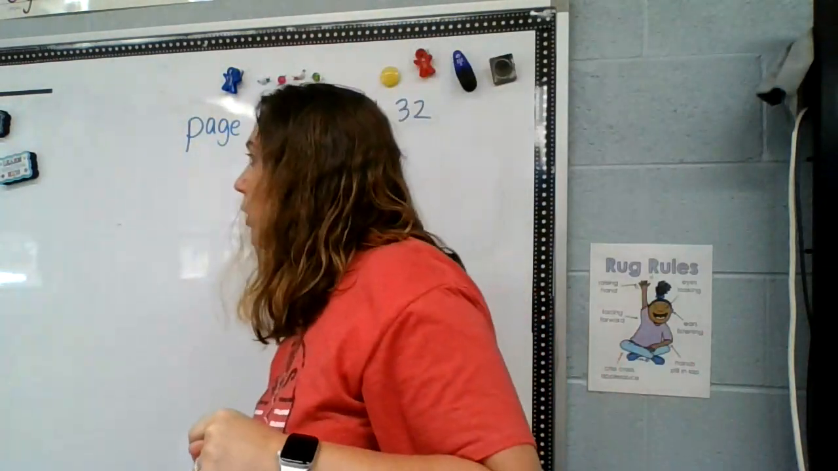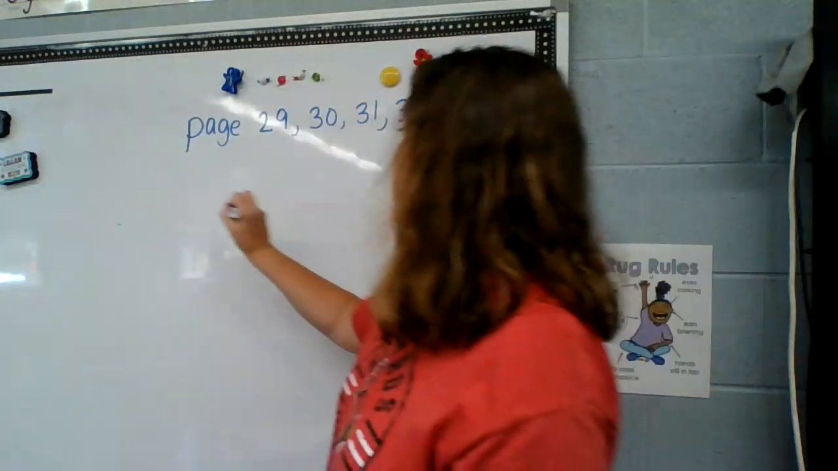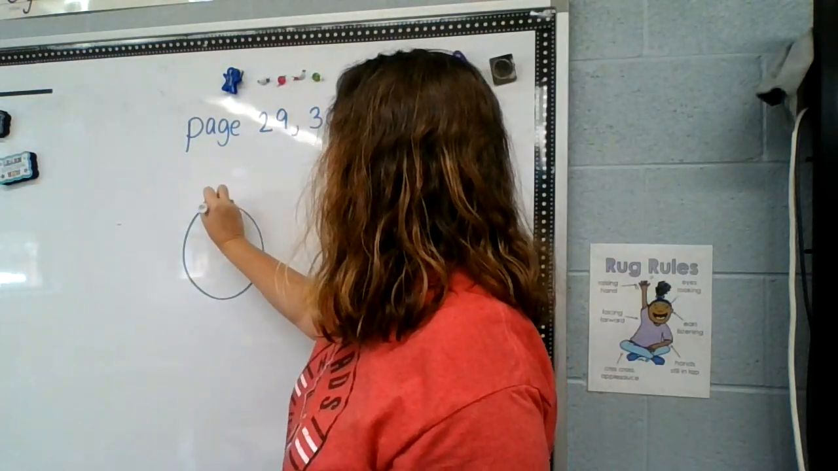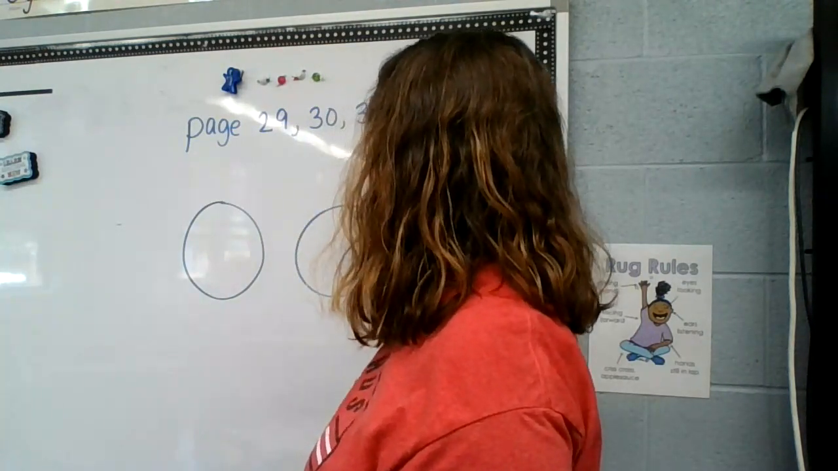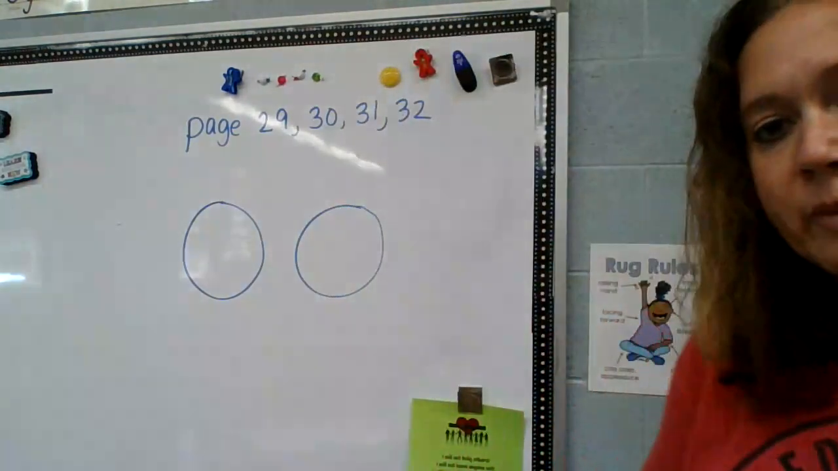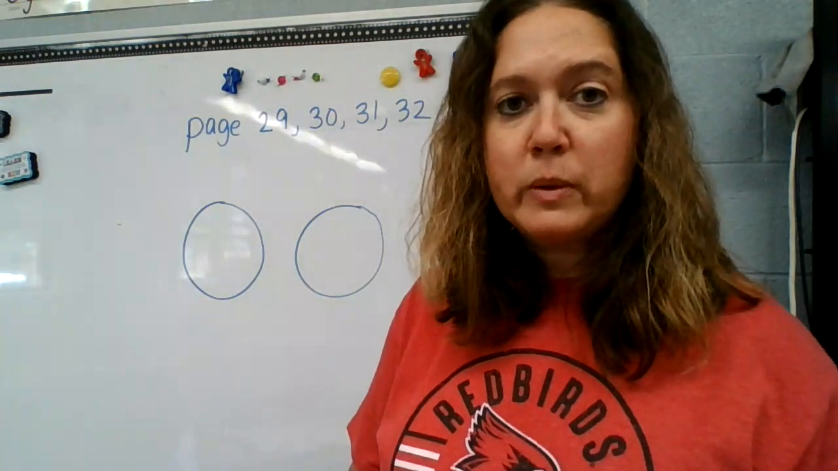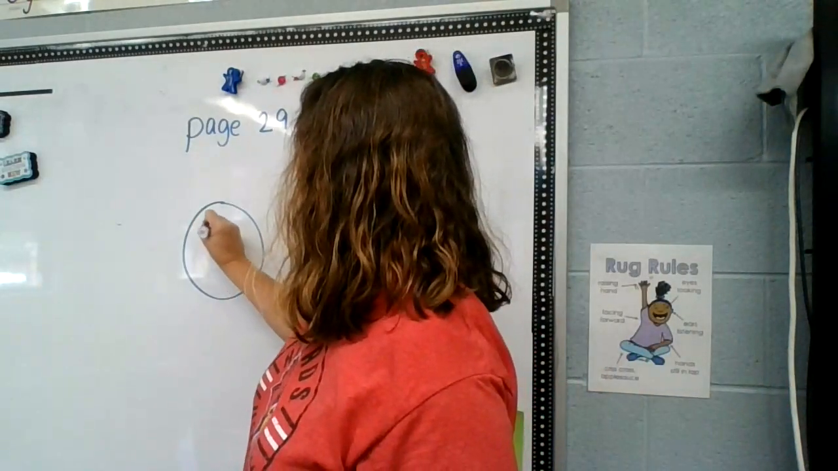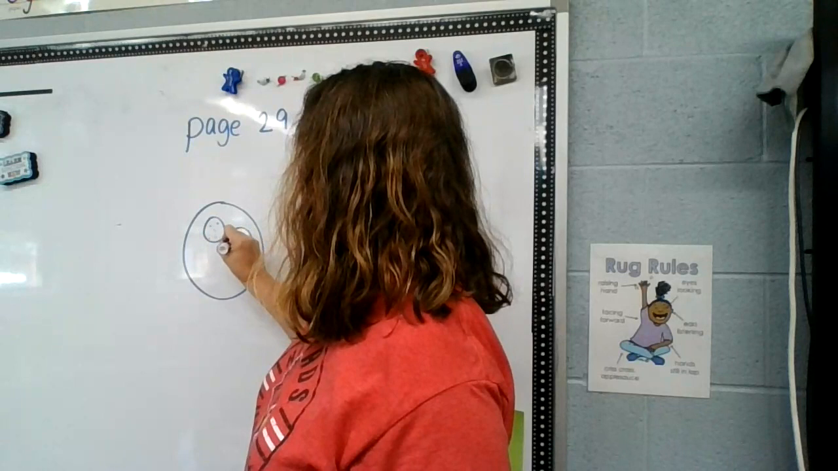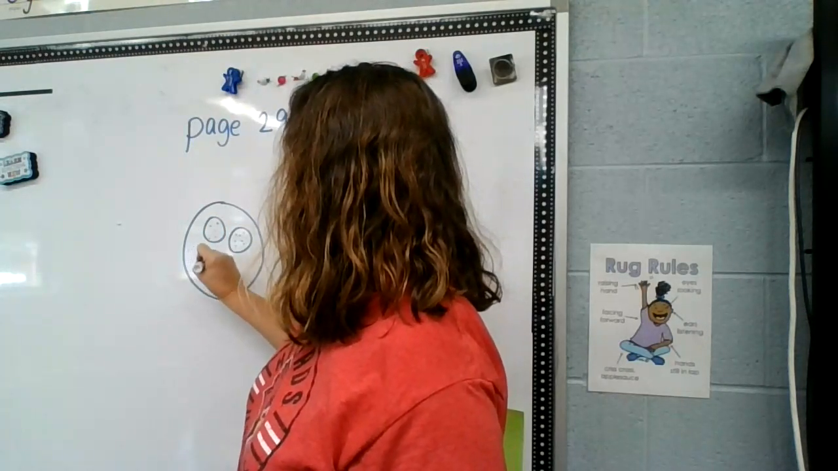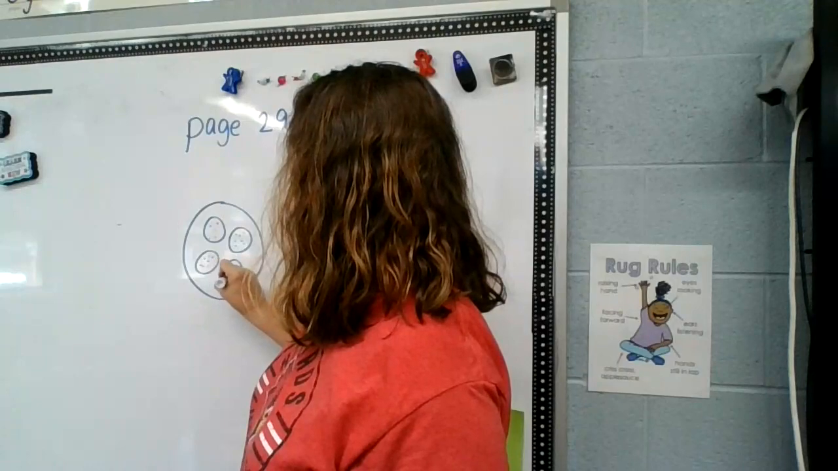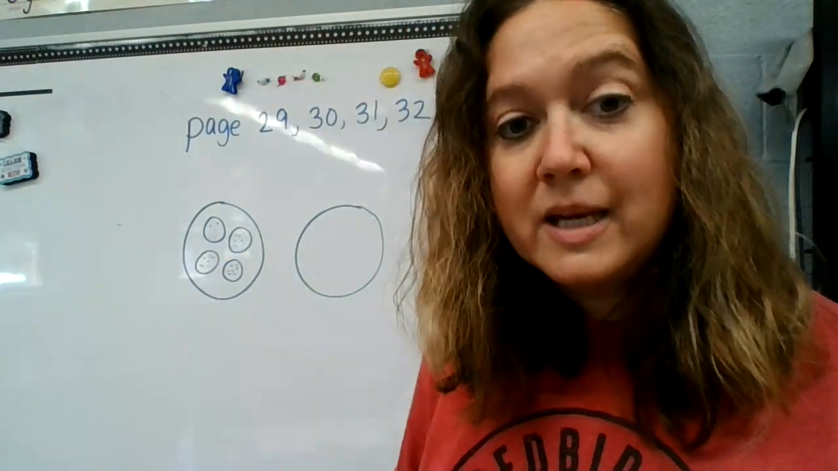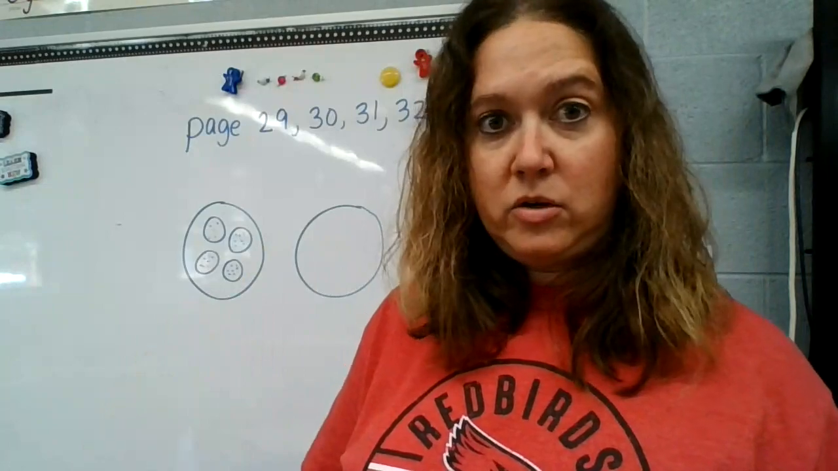Okay, so what we're going to do is I'm going to pretend that I have two plates. So I'm going to draw two plates. Here's my first plate. Here's my second plate. And on the first plate, I'm going to draw some chocolate chip cookies. I'm going to draw four cookies on the first plate. On the second plate, I'm not going to draw any cookies.